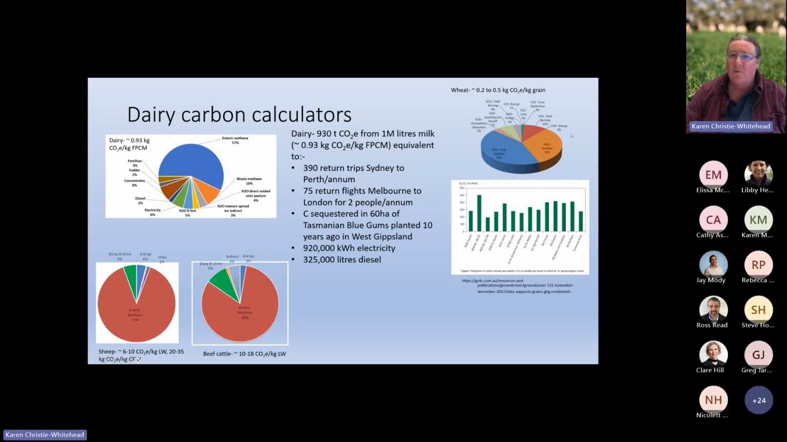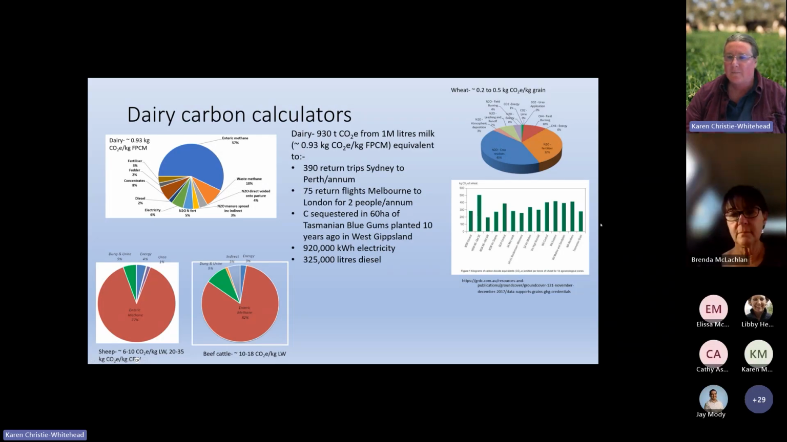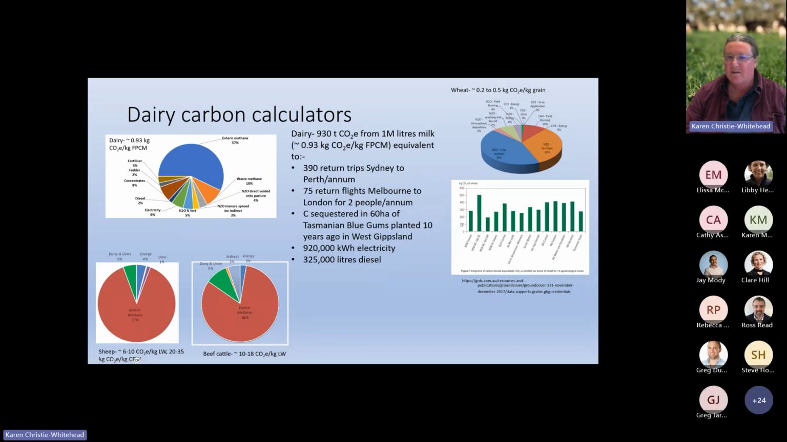In contrast, we've got wheat on the right-hand side, and you can see in this column graph that this is wheat from a range of different locations around the country, anywhere from about 0.2 to about 0.5 kilograms of CO2 equivalent per kilo of grain. So within the calculator, we're saying if you're bringing on a tonne of grain, that's part of your carbon footprint as part of your scope 3 emissions.